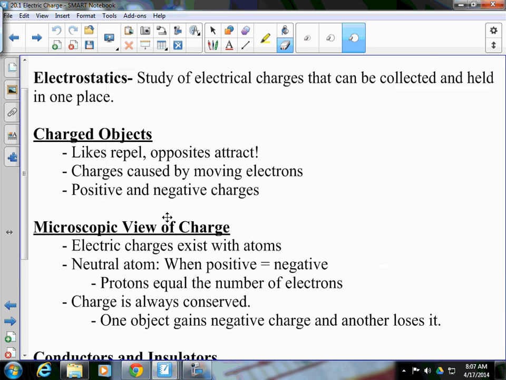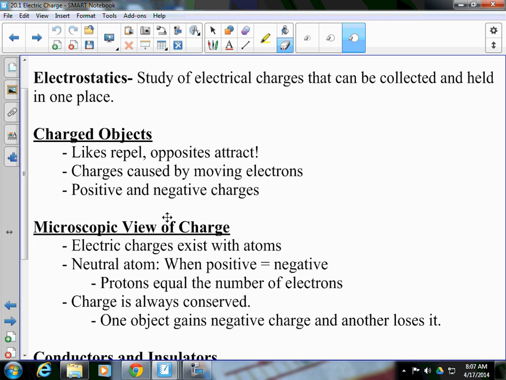Charges are caused by electrons moving. So charges are caused by moving electrons, which are negatively charged. And we have positive and negative charges. If we have negative charges, we have an excess of electrons. If we have positive charge, we are lacking electrons. Remember that from kind of a chemistry perspective.